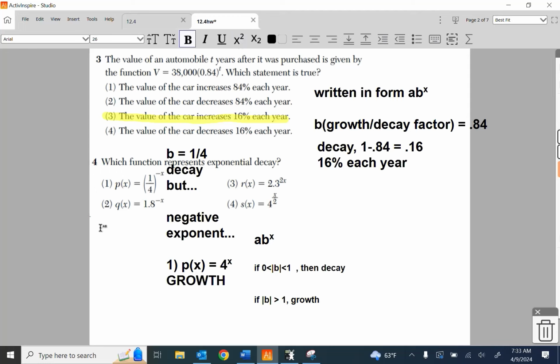So let's look at number 2. Number 2 is q of x equals 1.8 to the negative x. And it has the negative exponent. That would turn into q of x equals 1 over 1.8 to the x.